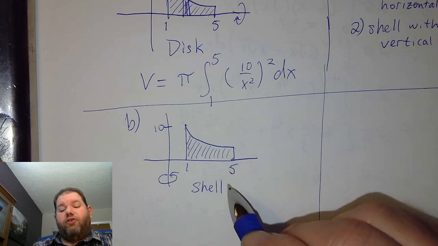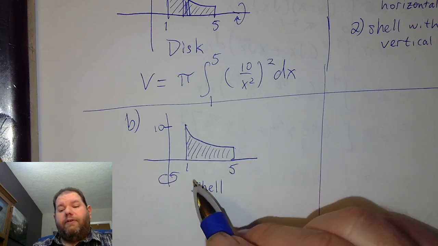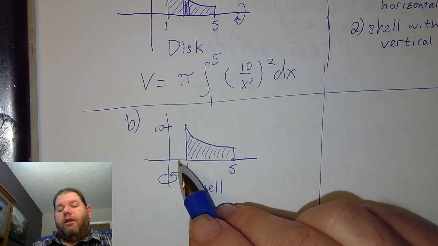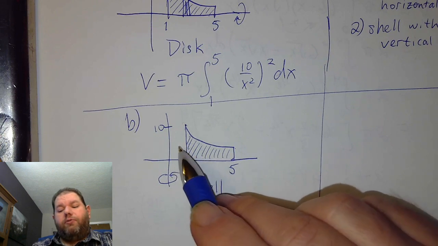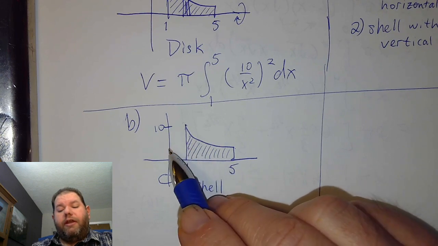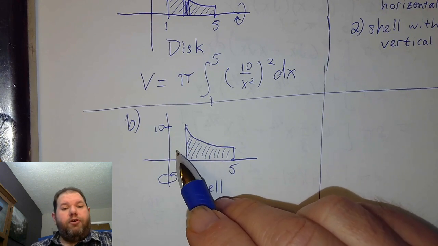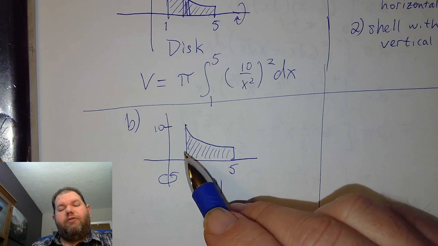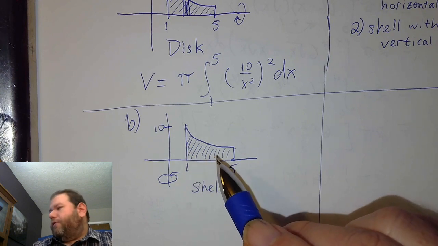And that's the other thing. This would be a nice shell method as it is with the vertical axis, but if we wanted to use disk or washer, we would have this empty space between the shaded area and the axis. It would be a washer method also, which increases the level of work.